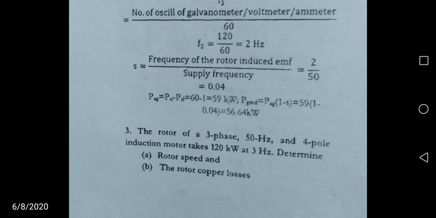We can calculate the slip value Fr by F. Fr is 3 and F is 50. So 0.06. 1 minus 0.06 is 0.94. 0.94 into 1500, that is 1410 RPM.